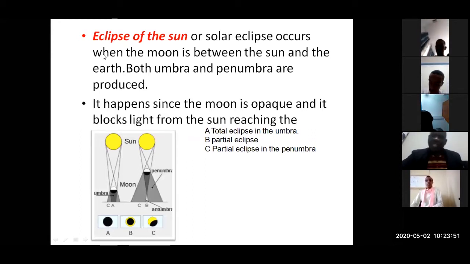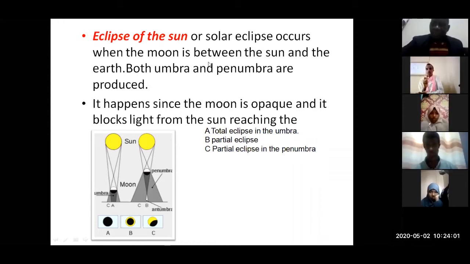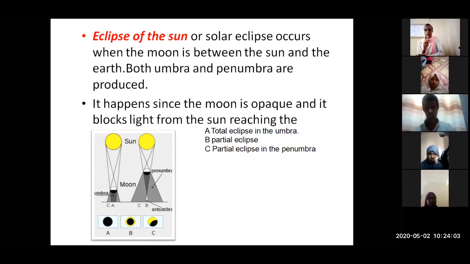So like in this case, when we talk of eclipse of the sun, also known as solar eclipse, the moon will eclipse light from reaching the earth. That's solar eclipse or eclipse of the sun. So the moon prevents light coming from the sun from reaching the earth. So the moon will be between the sun and the earth.